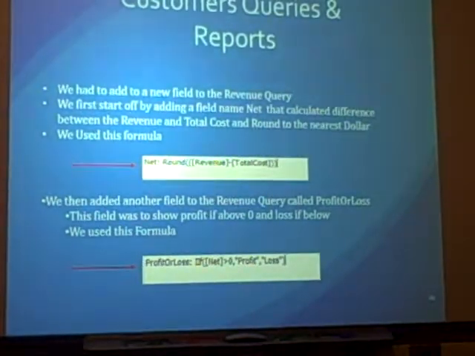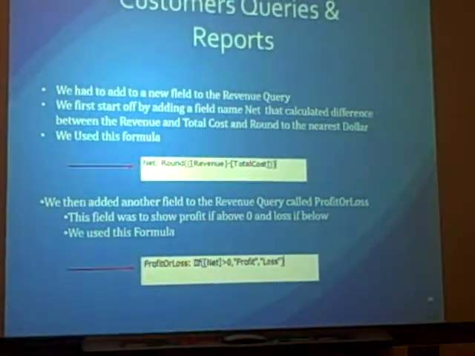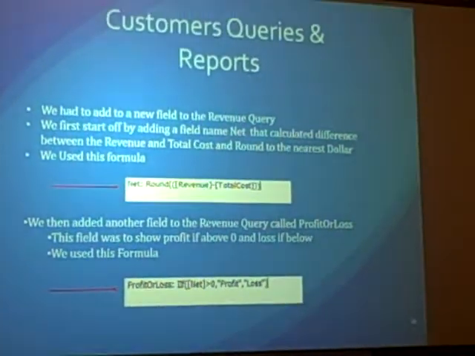For the customer, we added 2 new fields to the revenue query. We first started off by adding a field named net, that calculated the difference between the revenue and total, and rounded to the nearest dollar, and that was the equation.